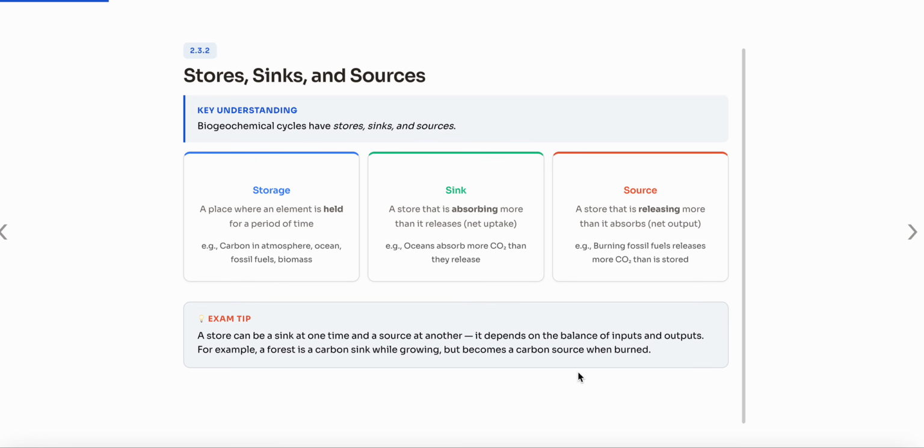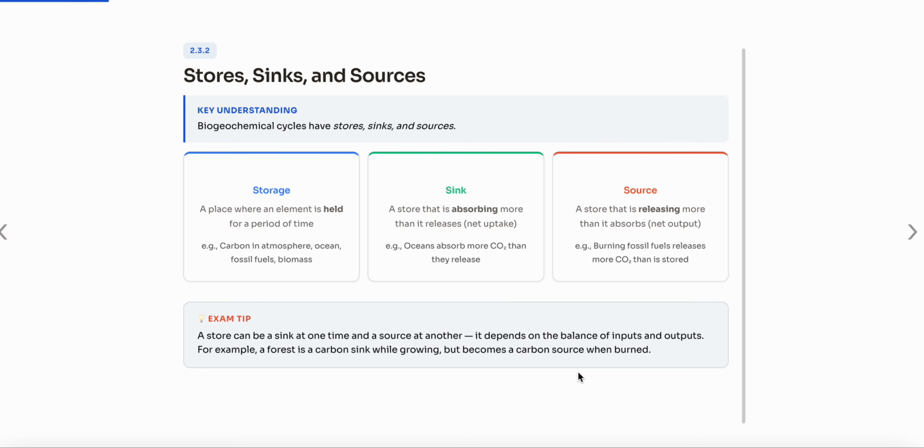Now there are three important things which you need to understand. First is storage, second is sink, and third is source. What is storage? The name itself says that it is the place where the element is held for a short period of time. If we talk about the storages for the carbon cycle, carbon is present in the atmosphere, in the ocean, in fossil fuels, and in biomass.